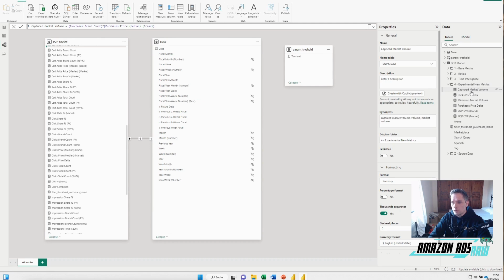Captured market volume is the follow-up metric of that. It's looking at the median price for your purchases that happened on your brand, and multiplying this with the purchases that happened on your brand.